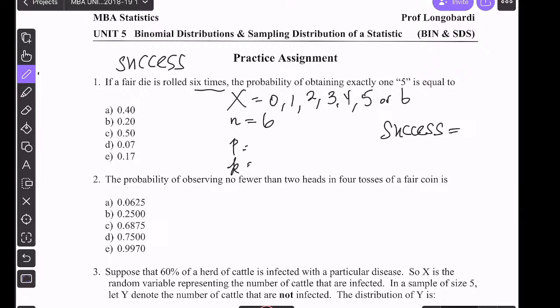Okay, so yes, you're a little bit confused, but let's clarify. I'm going to roll the die 6 times. Each time I'm going to look for the number 5. So 5 is the success. That's what is implied by this question. Now, maybe that's not easy at first, but hopefully you get it now. All right?